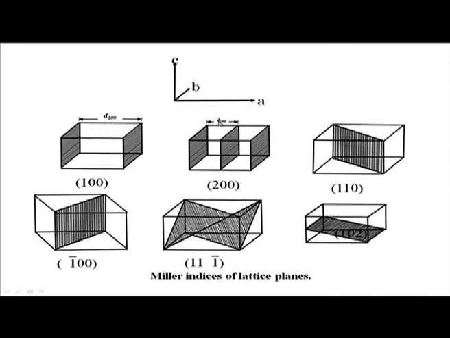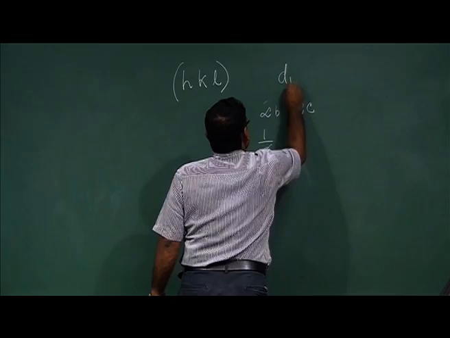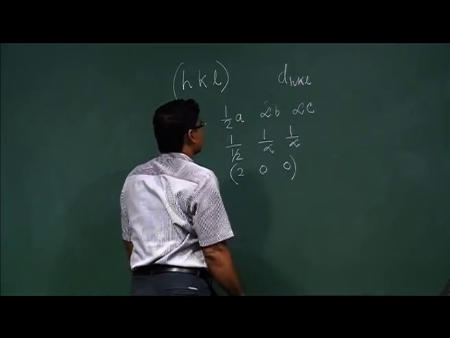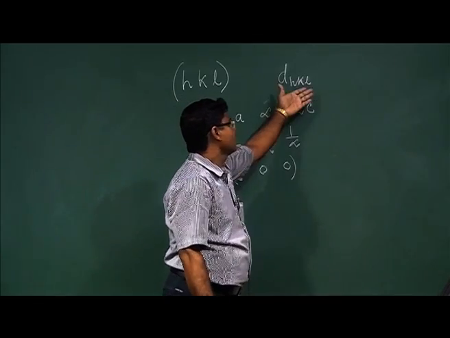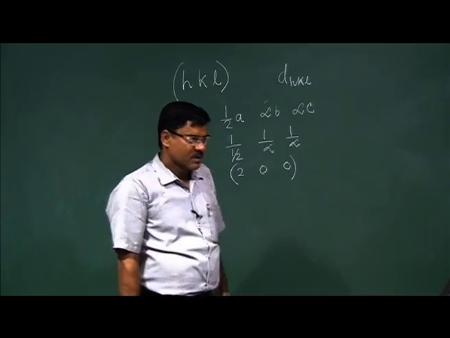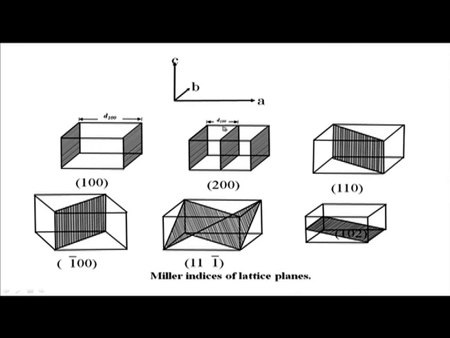So, here d(2 0 0) is not d(1 0 0), the interplanar distance. Generally the interplanar distance we write as d(hkl). Okay. So, for the (h k l) plane, the interplanar distance is d(hkl). So, here it will be d(2 0 0).